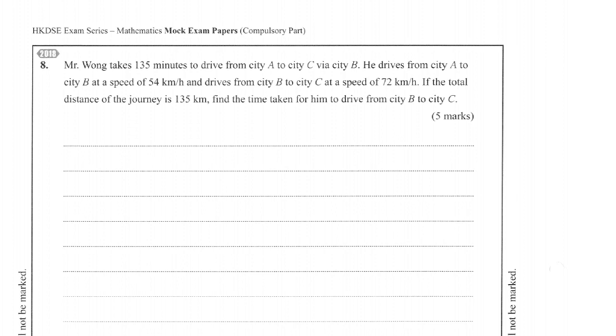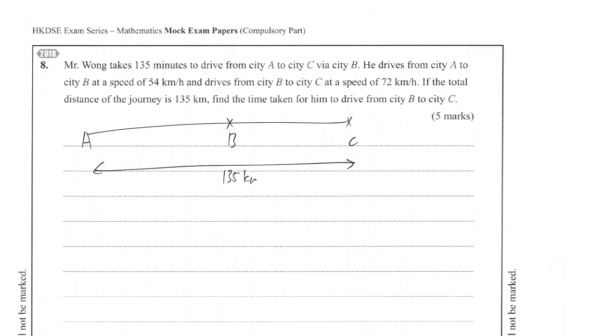Simultaneous. And then they tell you to constrain. One of them is about the time, 135 minutes. Another constraint is about the distance. So to visualize the situation, we use a graph from A to B, and then from B to C. The total distance, they say, is 135 km.